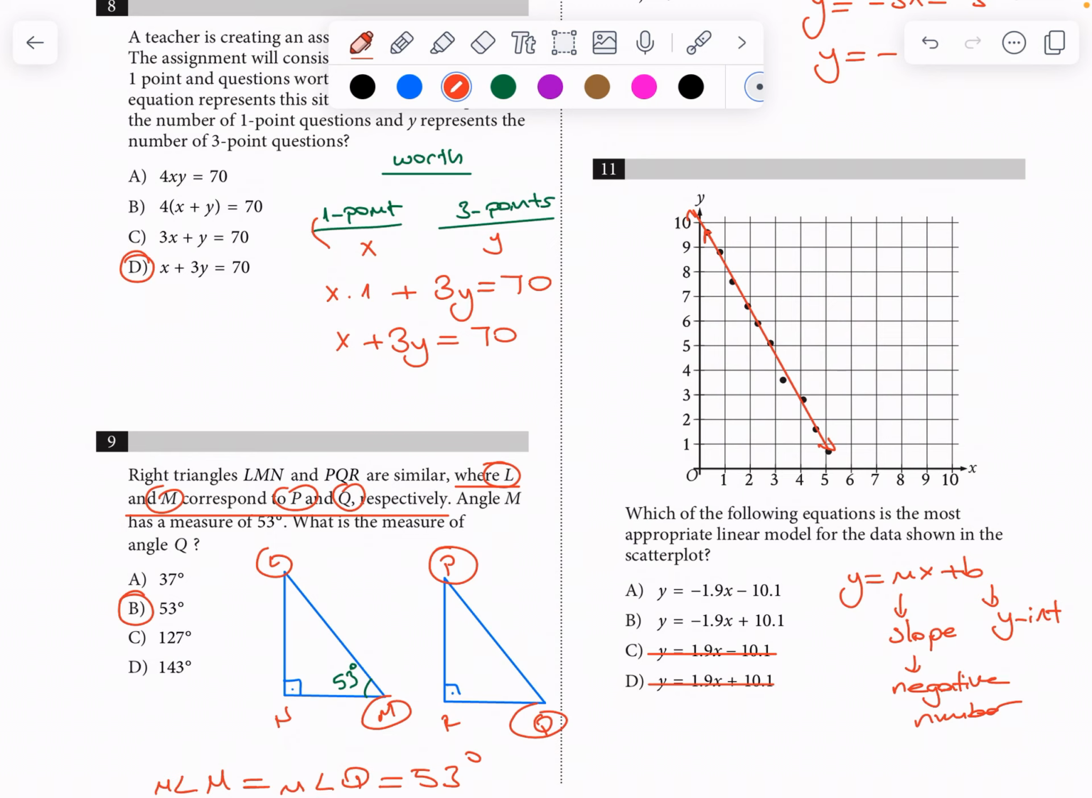And what else do we know? Our y-intercept is a positive number. So as you see, guys, in answer choice B, it is a positive number, 10.1. It cannot be A because it's negative. The y-intercept is not a negative number, it's a positive number. So the correct answer is going to be B. y is equal to negative 1.9x plus 10.1.